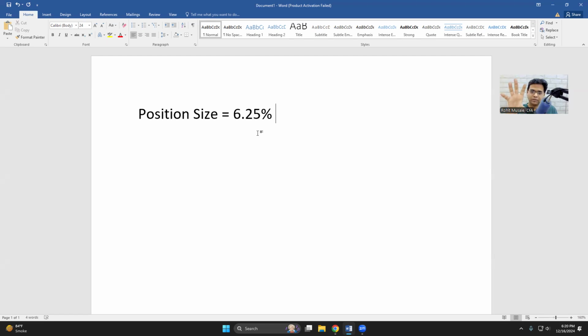You go ahead with this if you have a little bit of experience, 1 or 2 years. If you have zero experience, go with 5% position size. Now you have identified a buy point on the chart. You have decided that you will take 6.25% position size. What about stop loss?